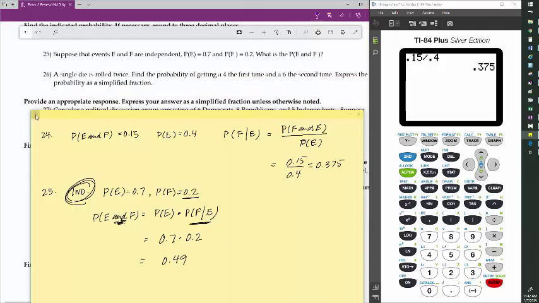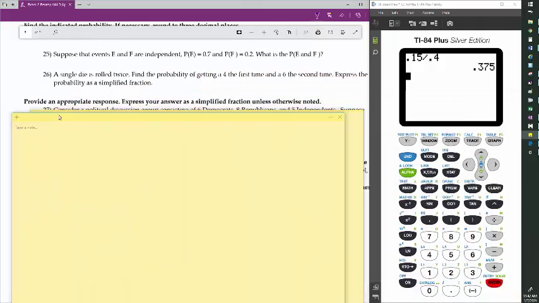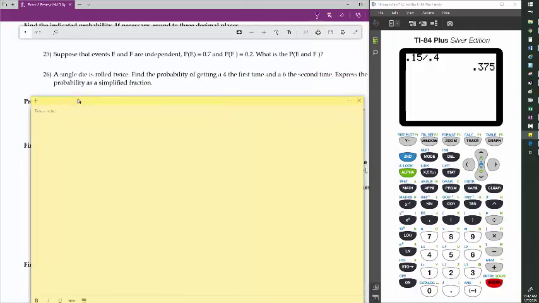The next one, number 26, uses probability rules as well. A single die is rolled twice. Find the probability of getting a 4 the first time and a 6 the second time. So there are two events. We want the probability of a 4, and means multiply the probability of a 6, given that we've already rolled a 4.